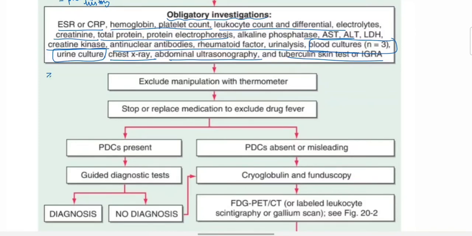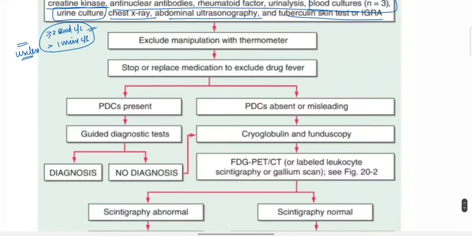Performing more than 3 blood cultures or more than 1 urine culture is useless in a patient of pyrexia of unknown origin. Repeating blood culture and urine culture is useful only if the patient was on antibiotics and has now stopped the antibiotic. After 1 week of its discontinuation, if we do blood culture again, then it is useful.